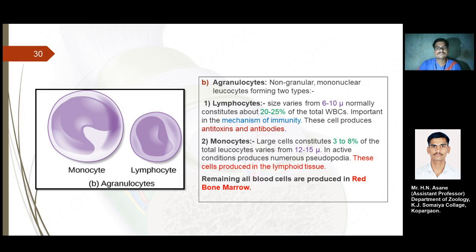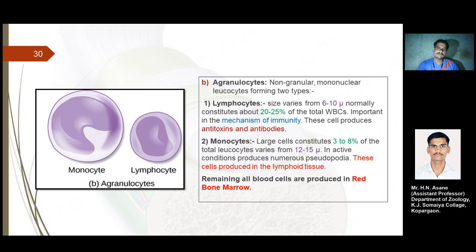And these cells are produced in the lymphoid tissue. Okay, only the agranulocytes are produced in the lymphoid tissue, whereas all the remaining blood cells are produced in the red bone marrow. That may be the WBCs and other things, like the red blood cells, or the other WBCs, or the platelets, which also get produced in the red bone marrow.